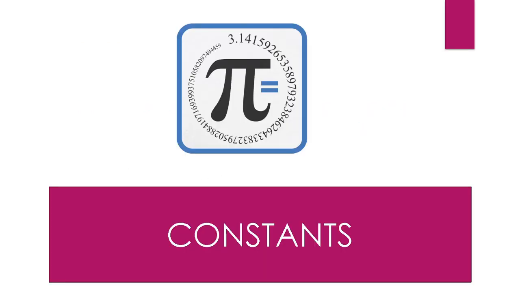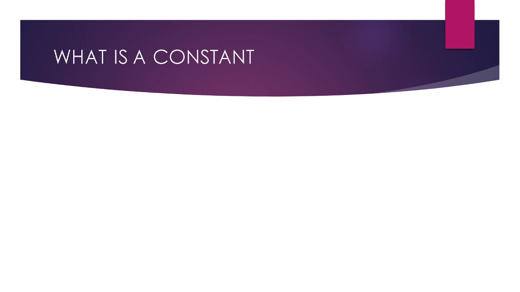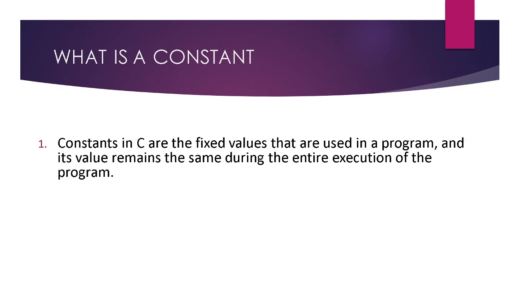Okay. Now our next C token is constants, sometimes also called literals. What do we understand by the word constant? Something that is not changing, right? Something which is fixed. Similarly, constants in C have a fixed value, and these values cannot change during the entire execution of the program.